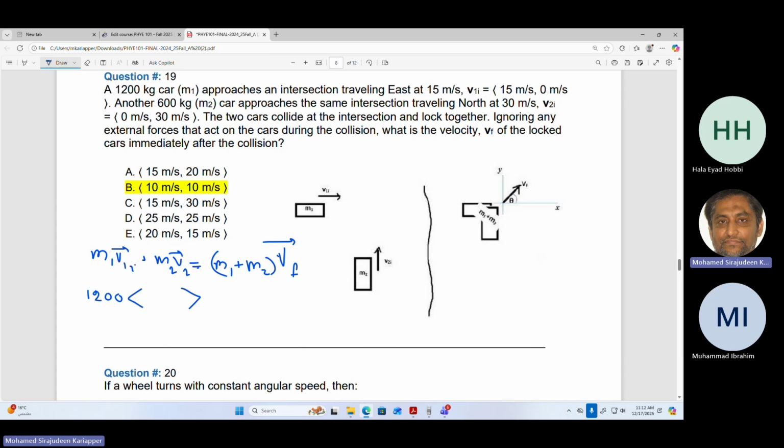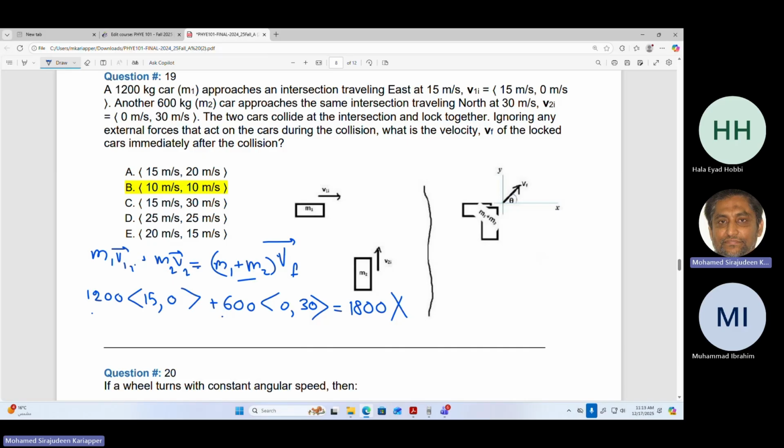So tell me, east, we are taking the east as the positive x-axis, and 0, nothing in the north, plus M2 is how much? 600, and the component will be 0. Make sure you put the 0 first for the x component, and the y component is 30 plus, equal to M1 plus M2. Do the calculation, 1200 plus 600 is 1800, and our unknown, call it x, and solve for x.